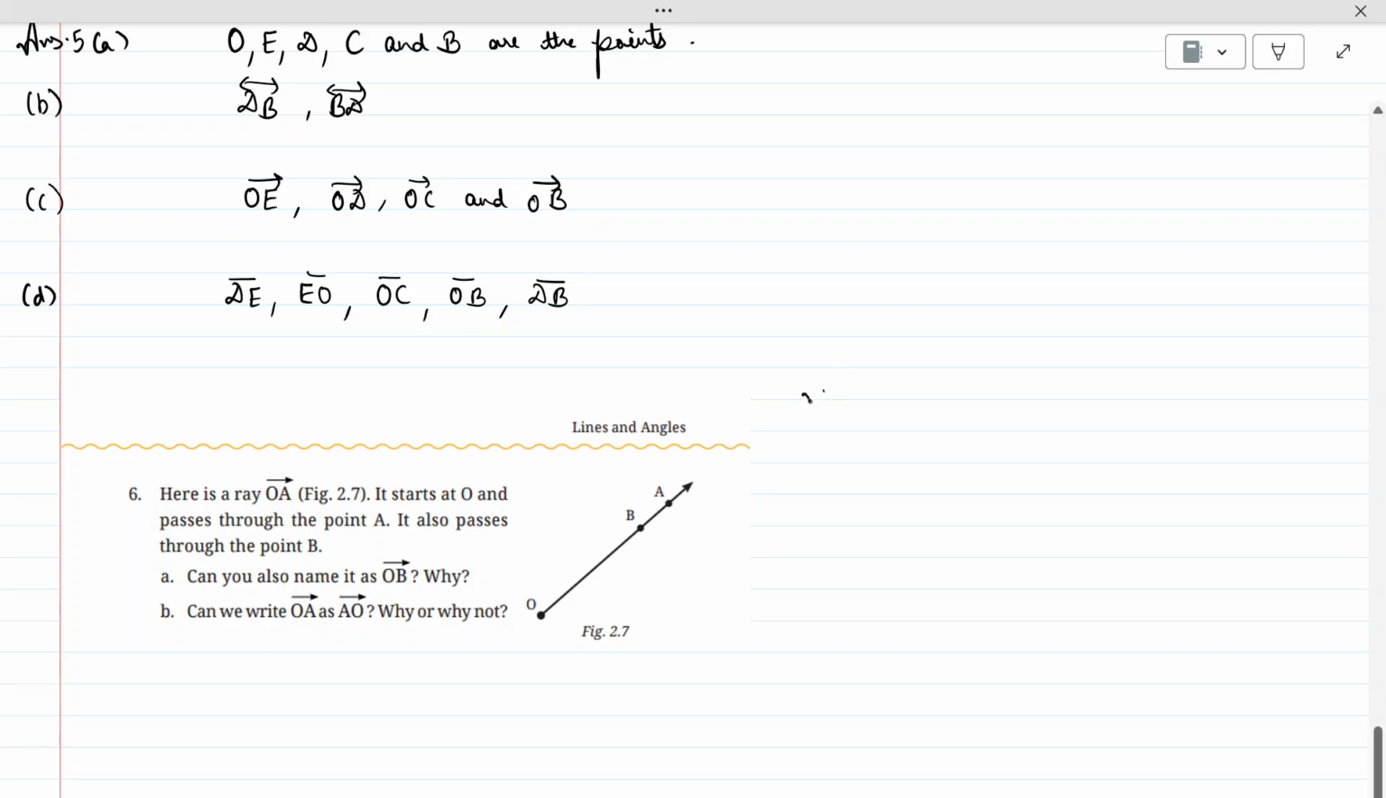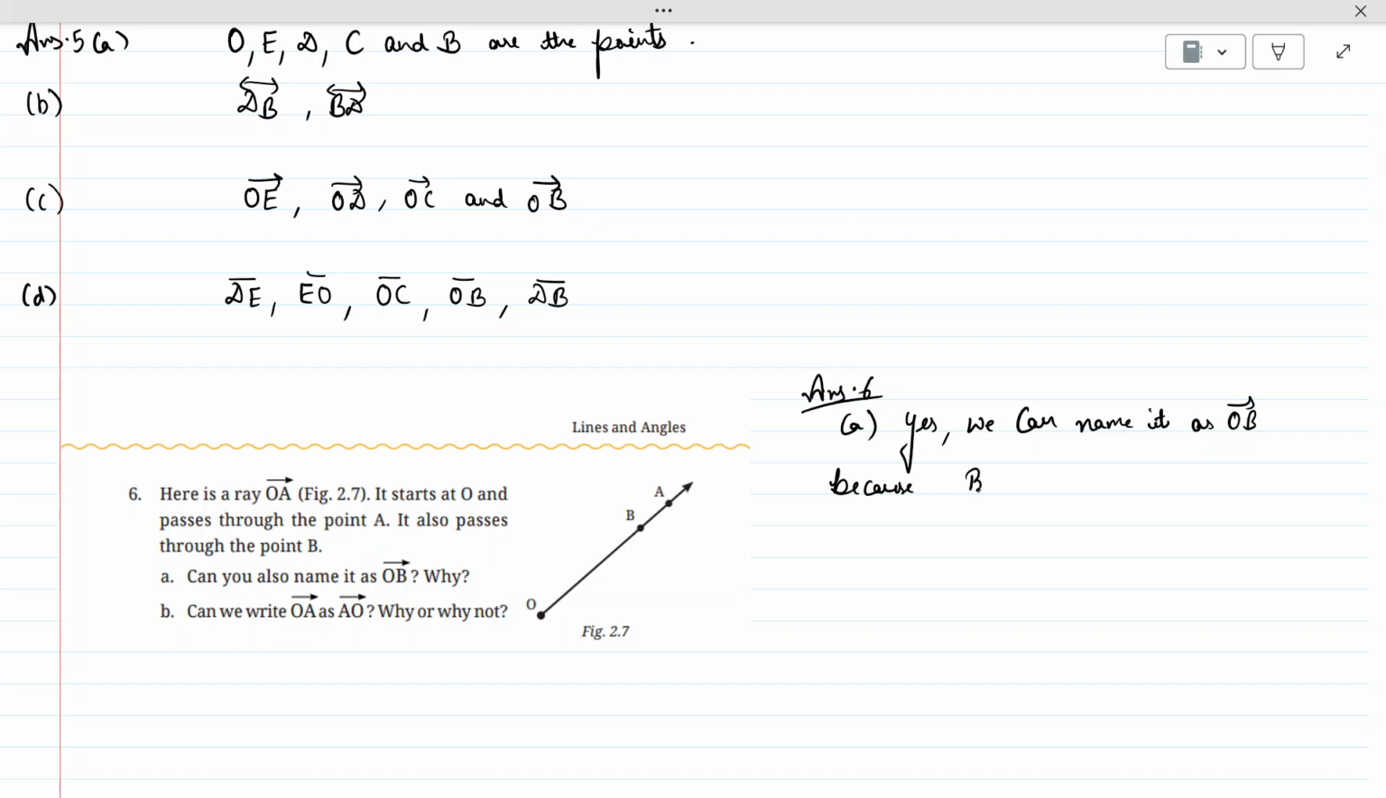The first part asks, can you also name it as OB? Yes or no? Answer number 6, A part. Since the starting point of OB and OA is the same and it is a ray which can be extended infinitely, it has no end point. So yes, we can also name it as OB.